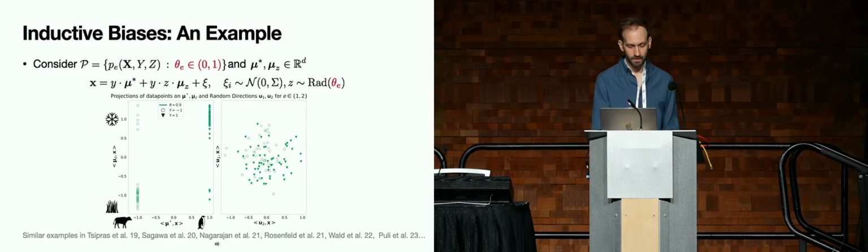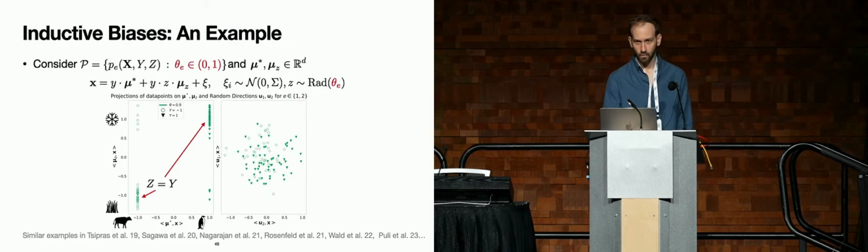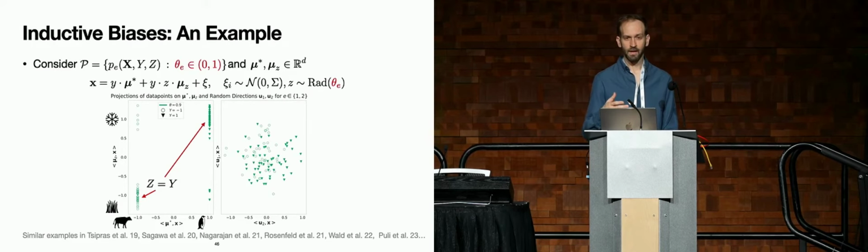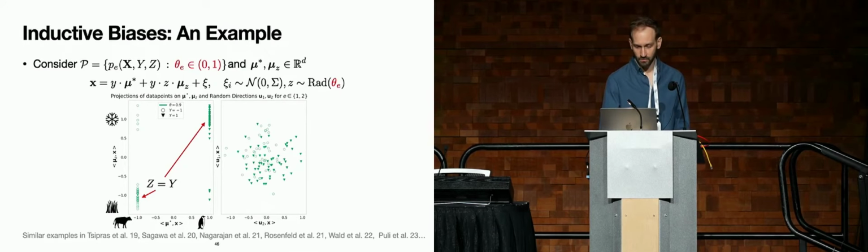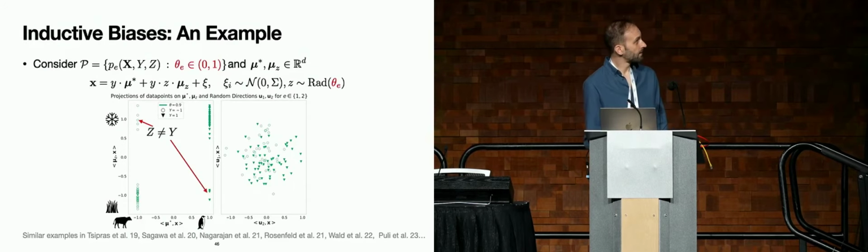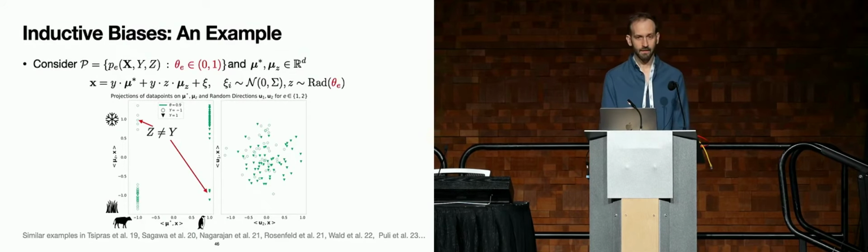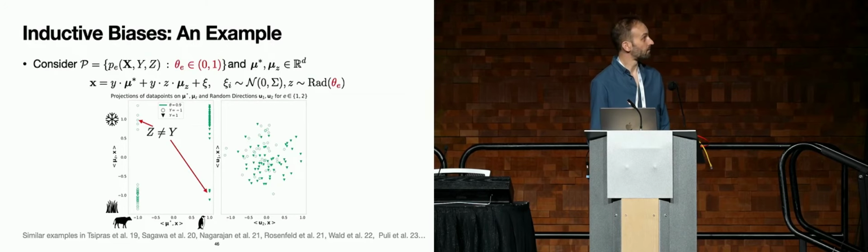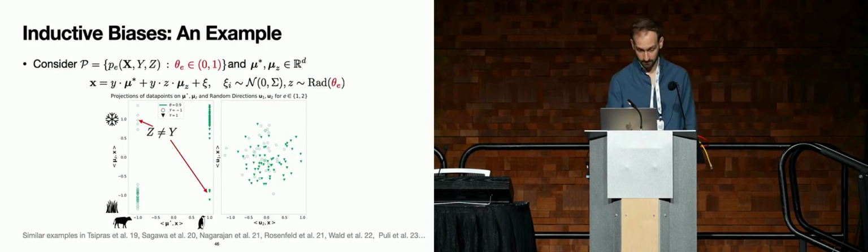So the correlation between mu z and y creates this type of majority group where z and y agree on their signs. So here, theta e is the probability that these two things, y and z, agree. And when it's high, for instance, 0.9, like here, we get a large majority group where z equals y. And it also creates a minority group where z is not equal to y, and we'll call that the shortcut group.